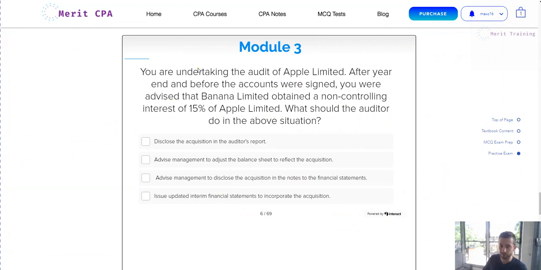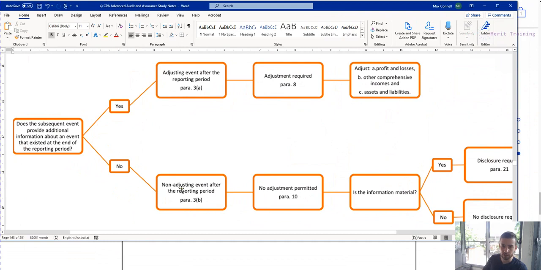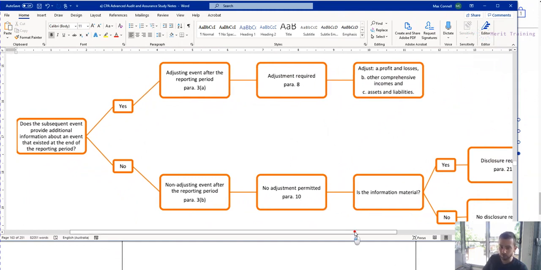So unless it says something along those lines, logically the answer is no, it didn't exist at that date. So we're going to go down the bottom half of the flowchart. This is a non-adjusting event after the reporting period. Basically no adjustment is permitted per paragraph 10, so you don't change the financial statement numbers at all. But then we need to figure out if there's a disclosure or not.